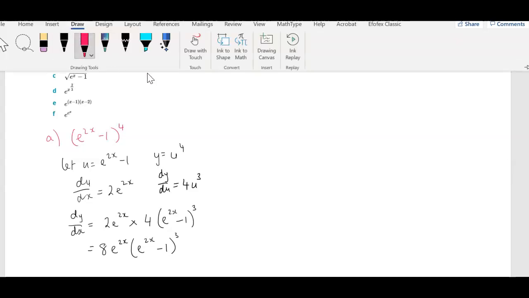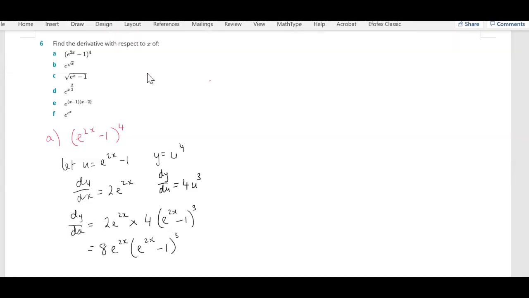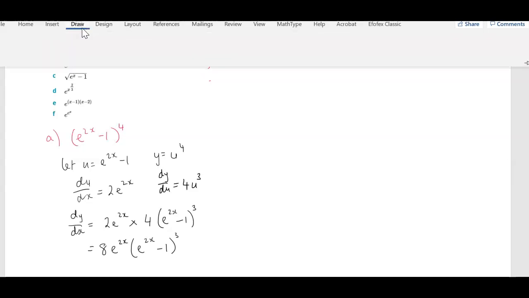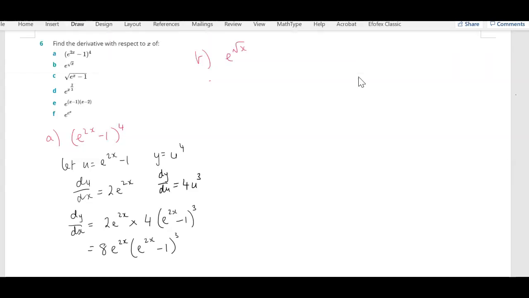All right, let's do another one. Do b up here, e to the square root of x. I feel like my voice is very boring tonight, so I apologize.